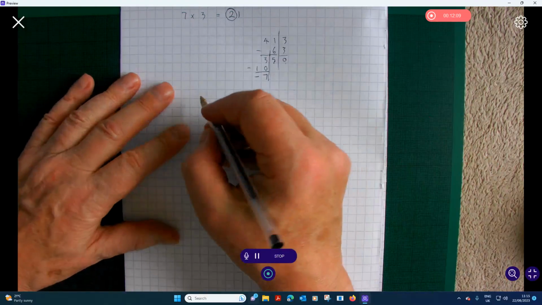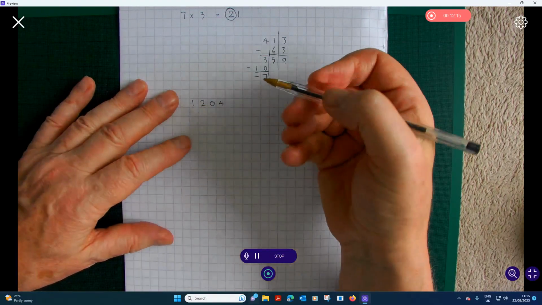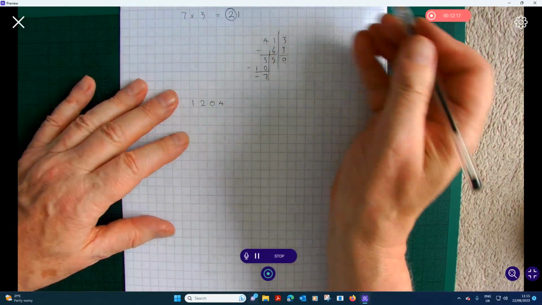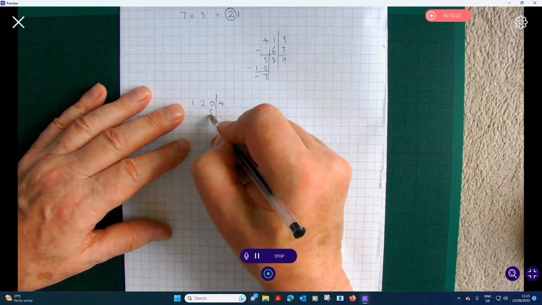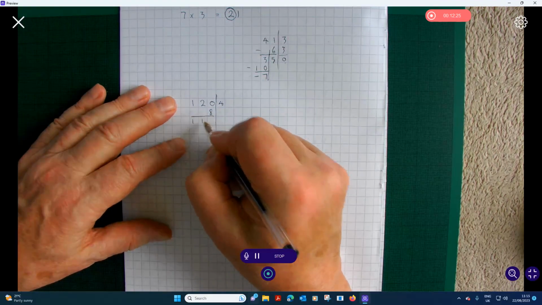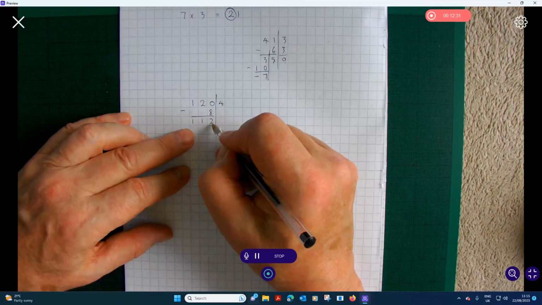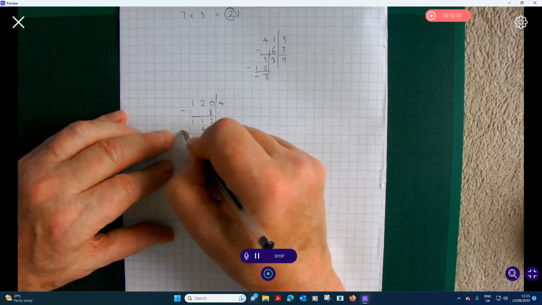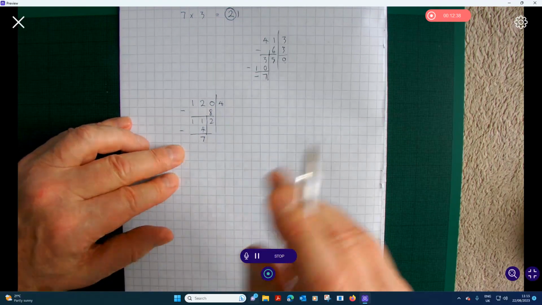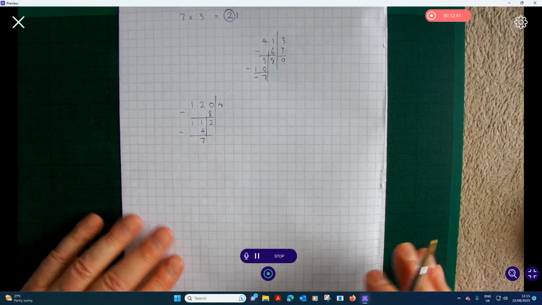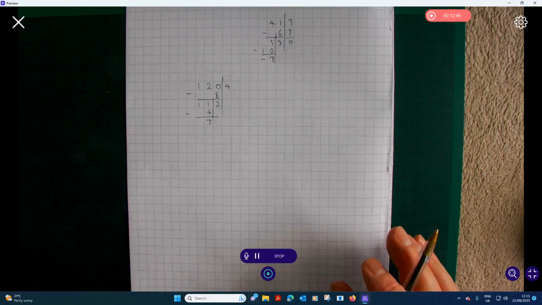And let's have a look at one more. 1204. So this time I'm not going to mention the columns that are disappearing. I'm just going to say 4 2s are 8, which gives me 112. When I subtract, then I'm going to do 2 2s are 4, and I'm going to subtract that from 11, which gives me 7. So 1204 is a multiple of 7. So here are some nice tests, and they work very beautifully.